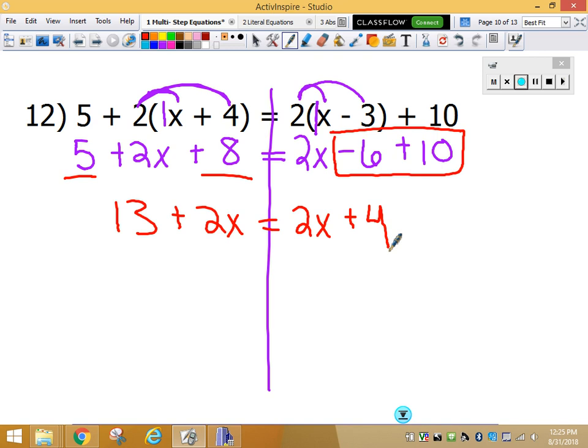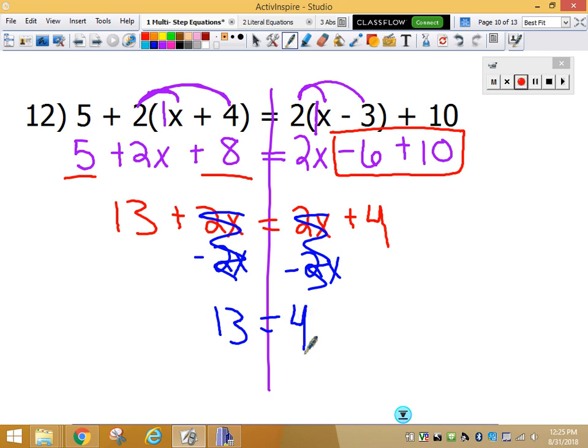All right, step 2 says move the x to the left. So the opposite of a positive 2x is a negative 2x. So these cancel. On the left side, 2x minus 2x is nothing. So I have a 13, and on the right I have a 4. So when your x's are gone, you look and say, does this make sense? Does 13 equal 4? No. And if it doesn't make sense, then your answer is no solution.